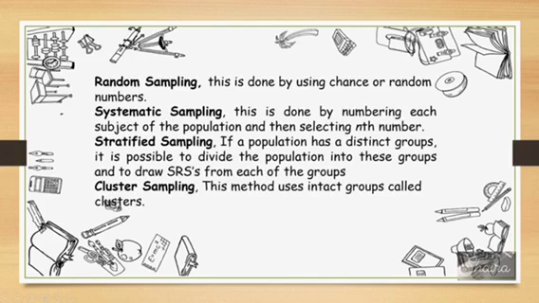If a population has distinct groups, it is possible to divide the population into these groups and to draw an SRS from each of the groups. Fourth is the cluster sampling. This method uses intact groups called clusters.